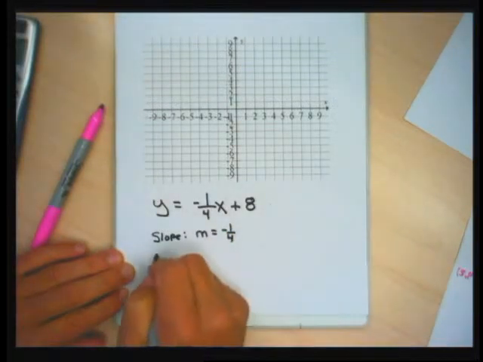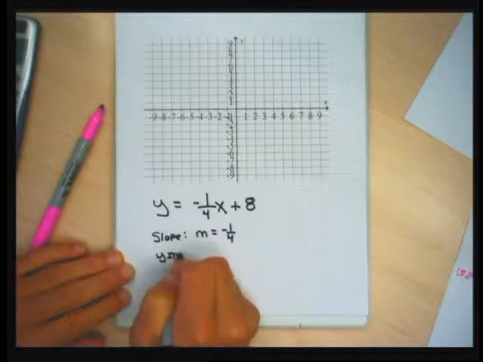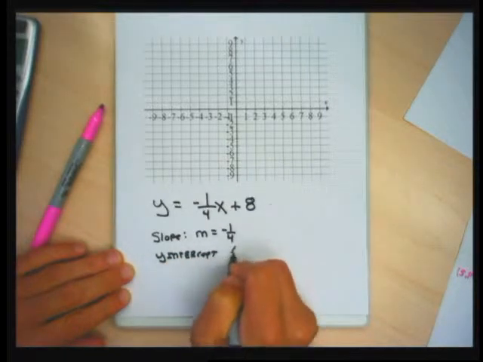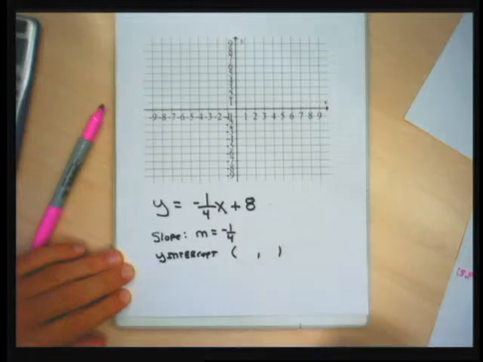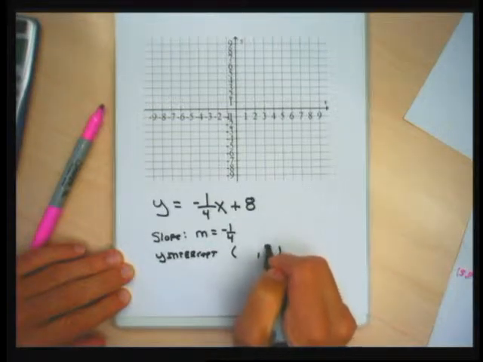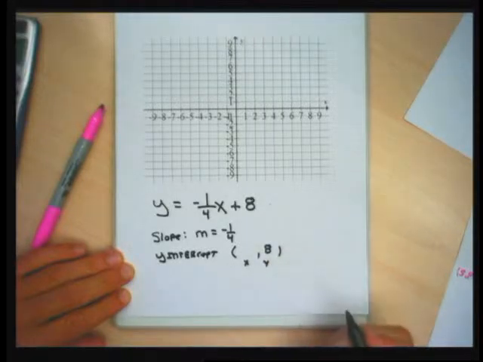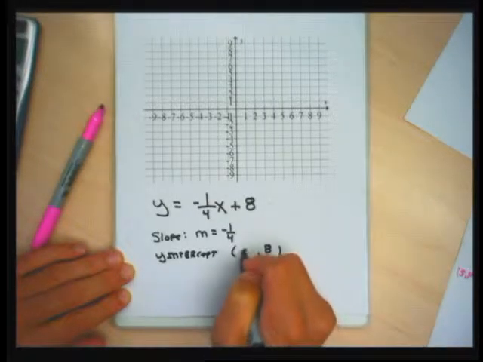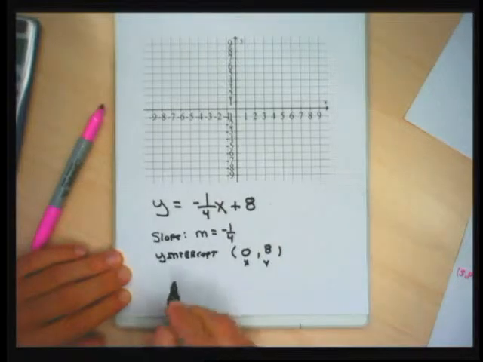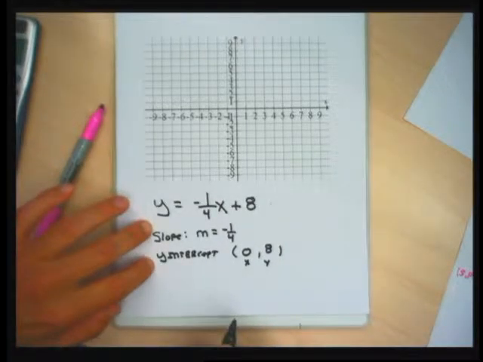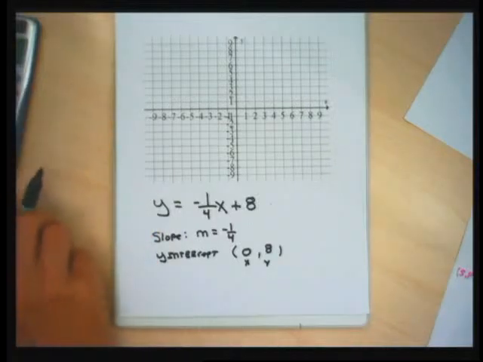I know that the y-intercept, it's not technically wrong just to say 8, but it's better, because the y-intercept is actually a point on the graph, to write it as a point. And when we write points, we write x first and y second, and y-intercepts always have x equals 0. So I should be able to identify the slope, identify the y-intercept, and make a pretty nice graph.